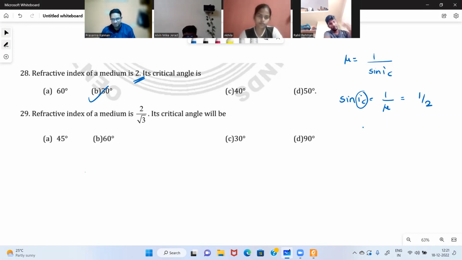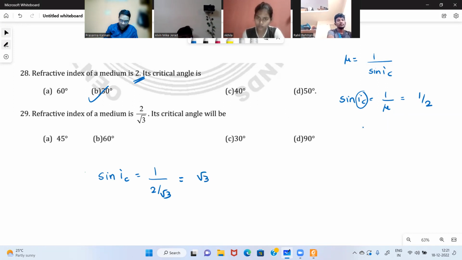Next question also same, only mu is different. 60, sir. Yes, sin IC is equal to 1 by mu. 1 by mu means 1 by 2 by root 3, so this will become root 3 by 2. So for what angle is sin theta root 3 by 2? Sin 60. Clear for you? Yes, good.